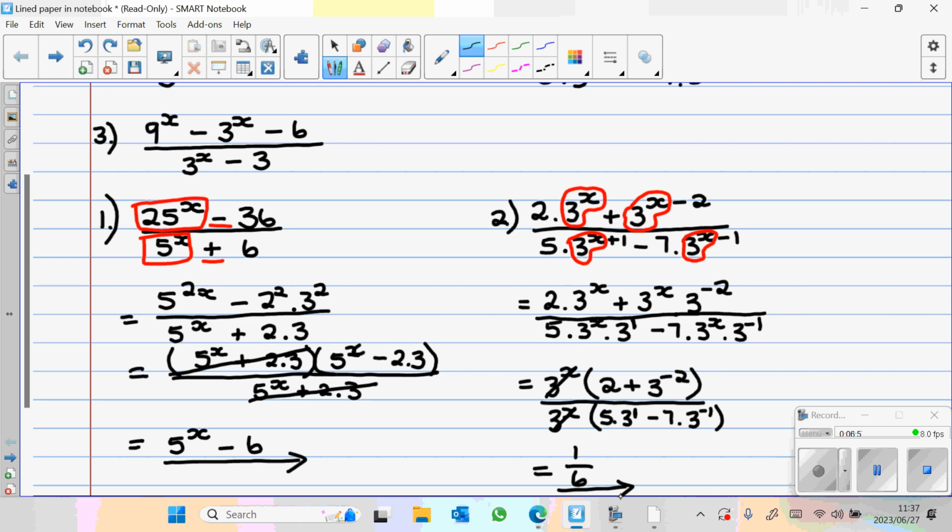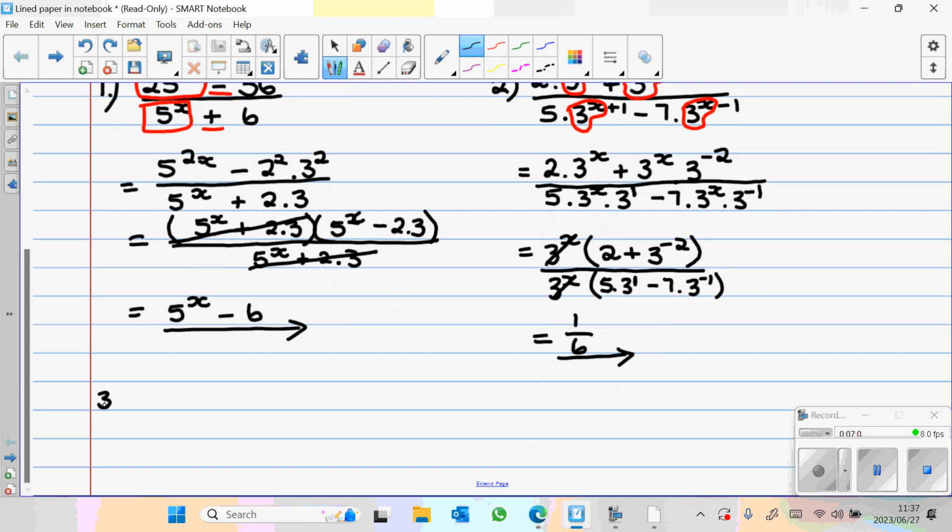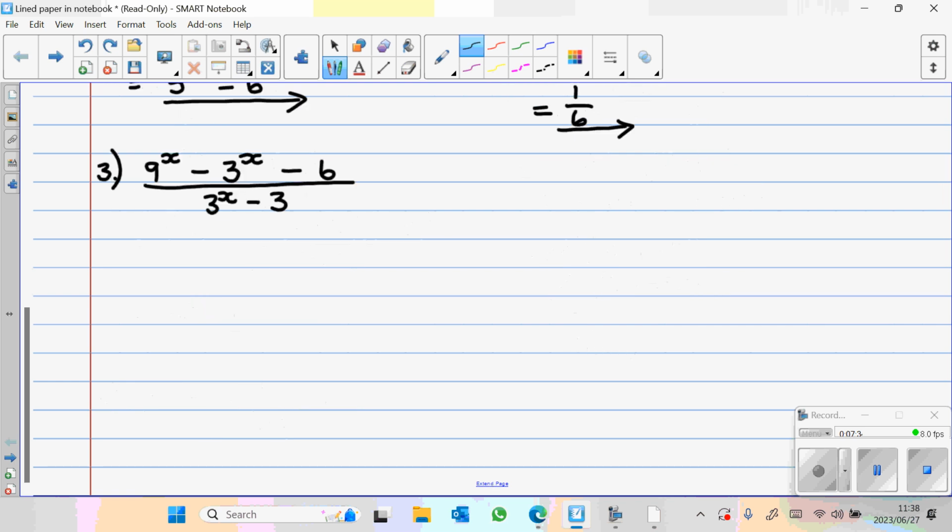Now let's go to number 3. Here I have 9 to the power of x minus 3 to the power of x minus 6 over 3 to the power x minus 3. Now, the ground numbers are not similar. It's all x, x, x, but the one is 9, the other one is 3. So it means it is not a common factor.